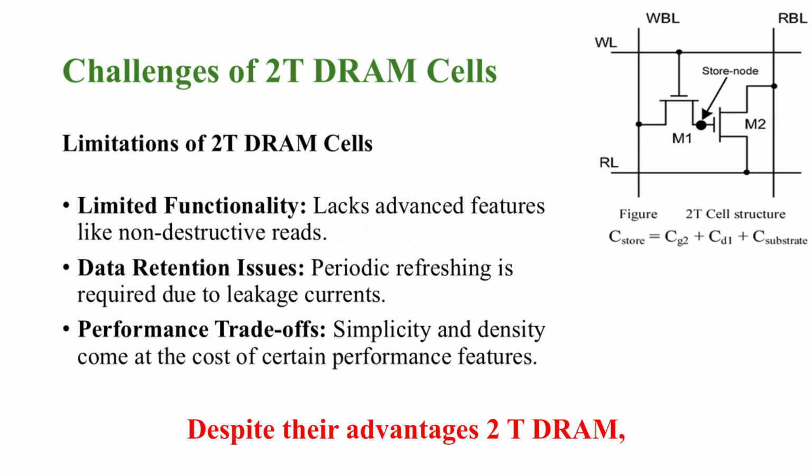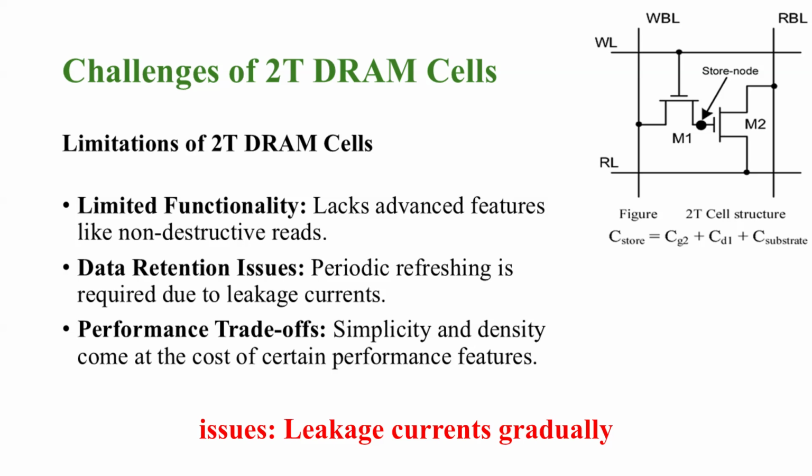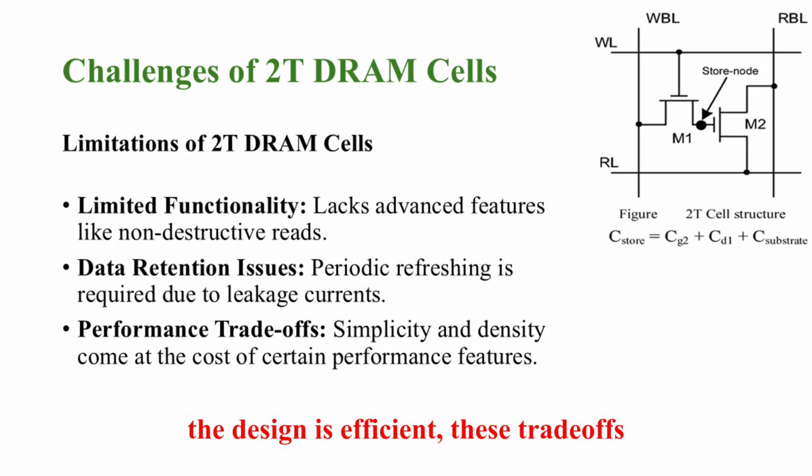Despite their advantages, 2TD RAM cells face some challenges. Limited functionality. Unlike more complex designs like 3TD RAM or SRAM, 2T cells lack features like non-destructive reads. Data retention issues. Leakage currents gradually deplete the stored charge, requiring periodic refreshing to maintain data integrity. Performance trade-offs. While the design is efficient, these trade-offs can affect performance in high-speed or critical applications. These challenges highlight the trade-offs involved in prioritizing simplicity and density.